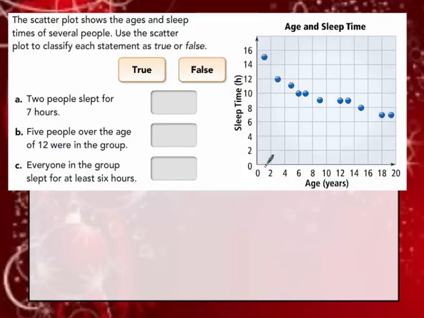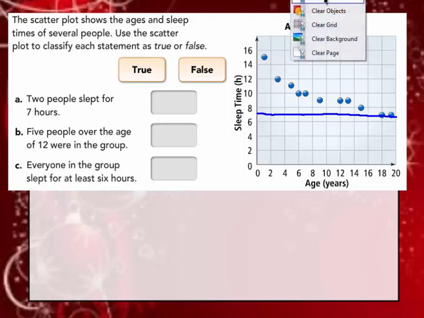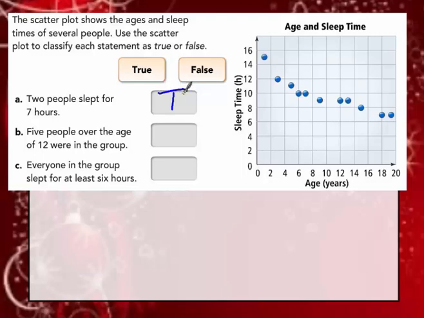So let's look at another one. Let's see if you can answer some questions. It says the scatter plot shows the ages and sleep times of several people. Use this scatter plot to classify each statement as true or false. The first statement is, 2 people slept for 7 hours. So we look at age and sleep time. Here's our sleep time. Here is our age. I'm going to look up here to 7 and run across. Are there 2 people sleeping for 7 hours? Yes, there is. So this one is true.